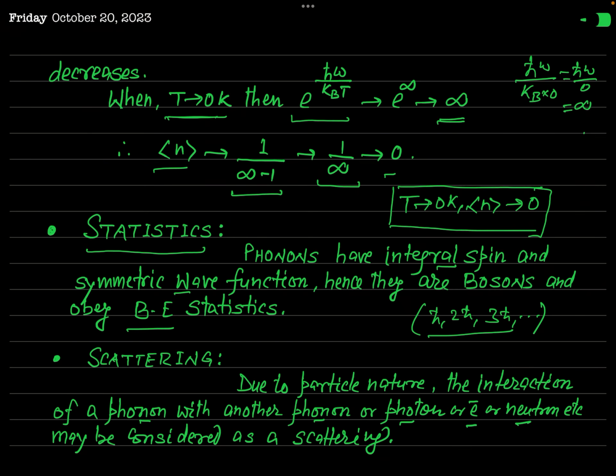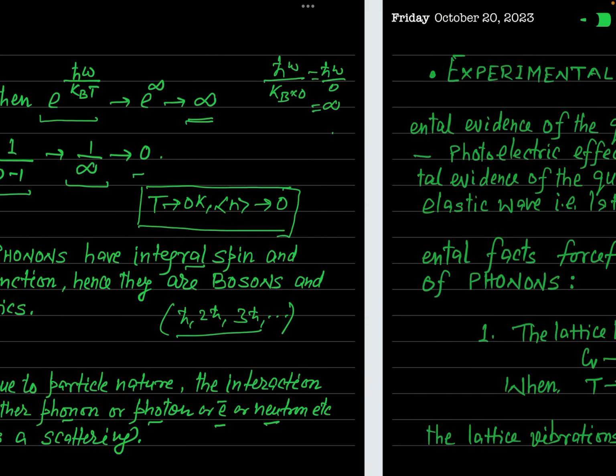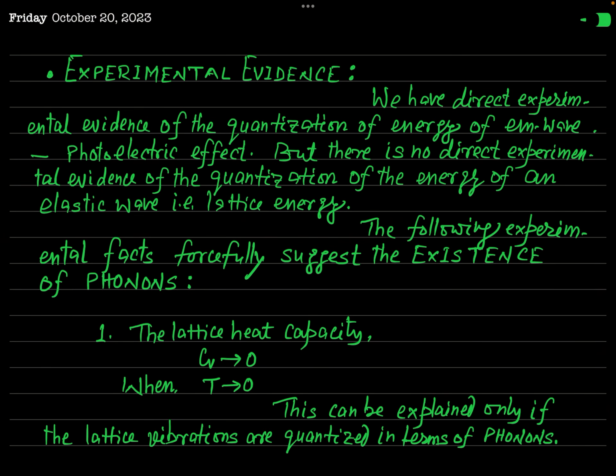So you can say that a phonon may suffer a scattering when it is interacted by another phonon or electron or neutron and so on. So these were some important properties of the phonons. And I think you definitely now have a clear idea of what phonons are and what their important properties are. But now we are going to see the experimental evidence for the existence of phonon.